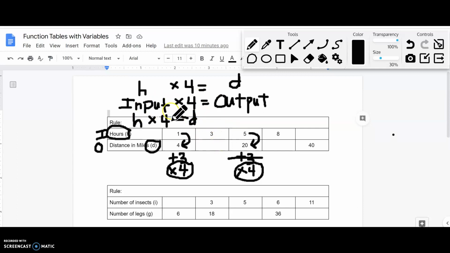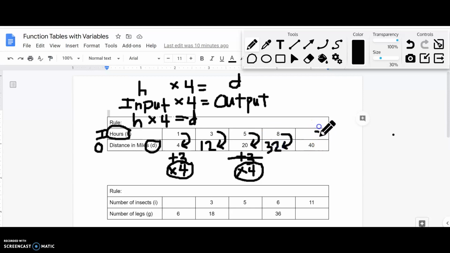Now I can use my rule to find my missing numbers. 3, which is my input, multiplied by 4 is going to give you my distance. 3 times 4 is 12. 8, my input, multiplied by 4 is going to give you my output. 8 times 4 is 32.